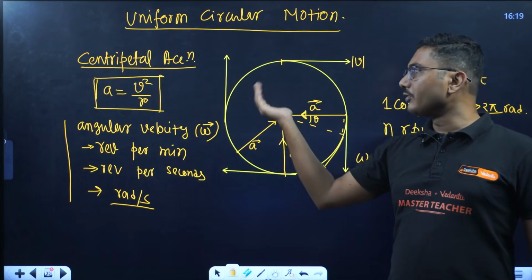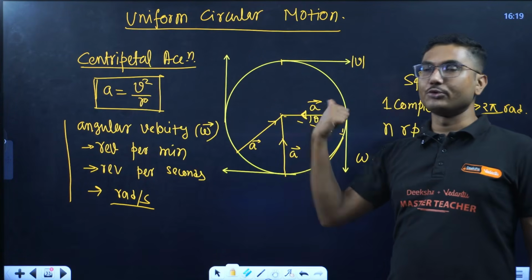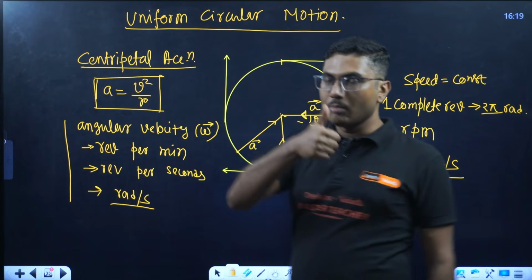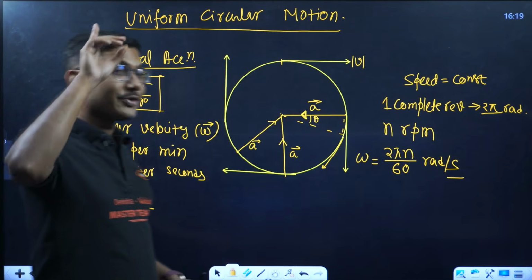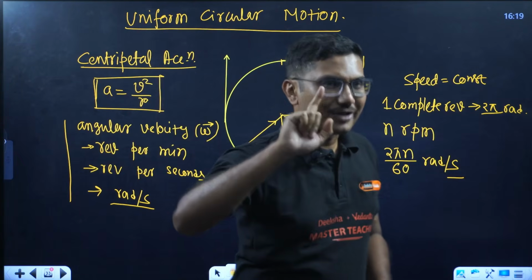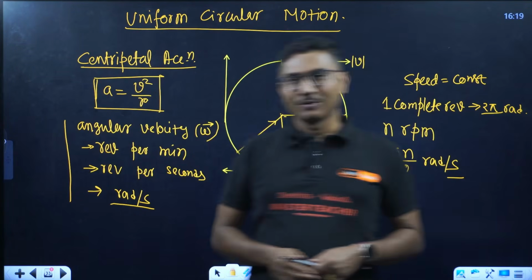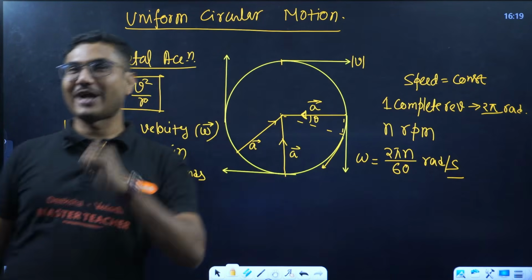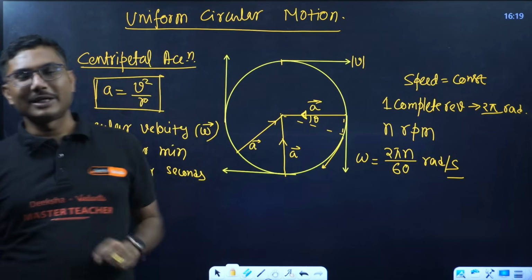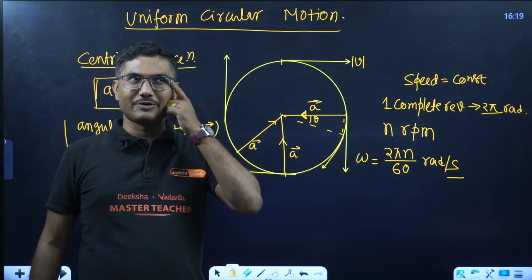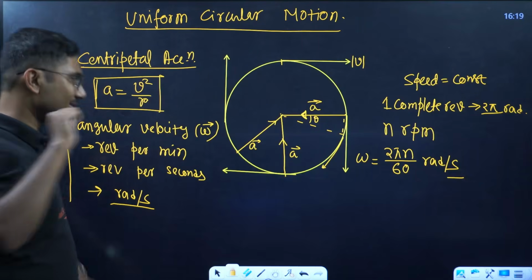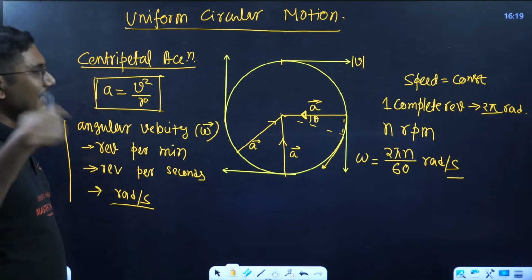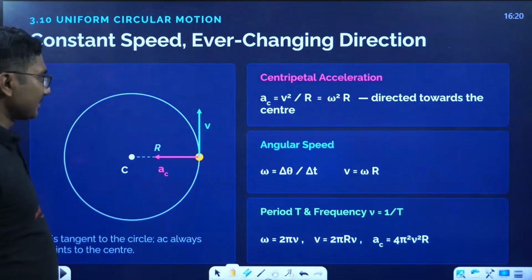Curl your fingers in the direction of the motion, then your thumb points in the direction of angular velocity. For example, next time try to find the direction of angular velocity for a rotating fan. Based on that, there was a question in KCET 2024. That's very interesting, even though it is not in this chapter, we will study it in future.